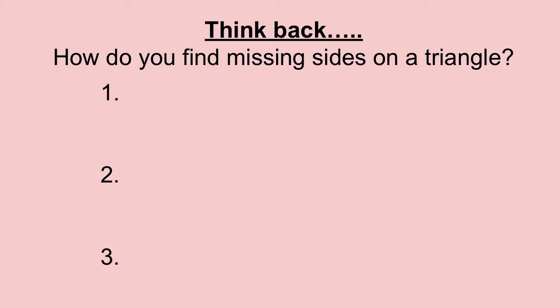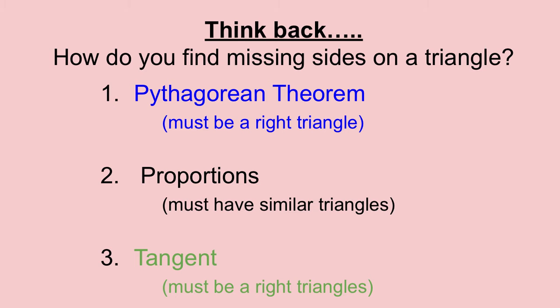So today we are going to talk about the different ways that you can solve for missing sides on a triangle. There's 3 ways that we've done this so far this year. They are Pythagorean theorem, proportions, and tangent. For both Pythagorean theorem and tangent, you have to have a right triangle to start with, and in order to do a proportion, you have to have 2 similar triangles. We are going to focus in on tangent today since that is our newest topic.